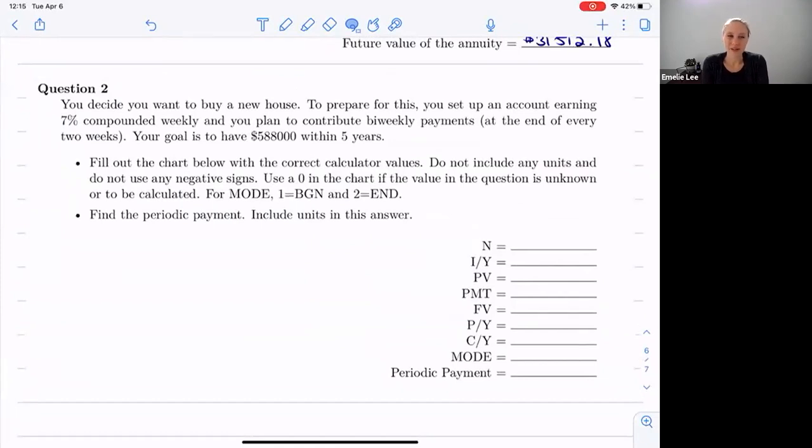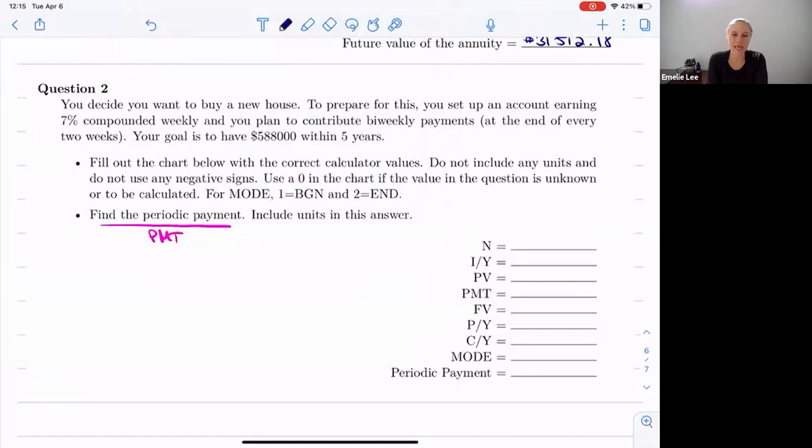You decide you want to buy a new house. To prepare for this, you set up an account earning 7% compounded weekly, and you plan to contribute bi-weekly payments at the end of every 2 weeks. Your goal is to have $588,000 within 5 years. This is the first time that we want to find the periodic payment, which means we have to solve for PMT, right?